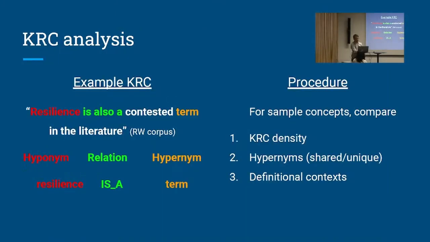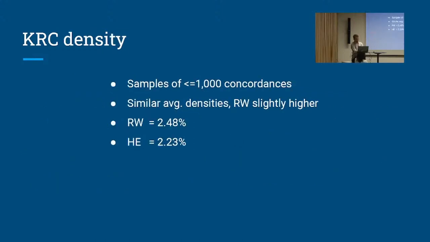So taking those six concepts that we now understand a little bit better, we did a knowledge-rich context analysis. If you're not familiar with that, we are extracting concordances through SQL queries and trying to pull out sentences where we see the concept with a specific relationship. So resilience is also a contested term in the literature. We have resilience being the concept, the hyponym, and term being the hypernym. So for those sample concepts, we compared the density when we look at those hypernyms and the definitions.